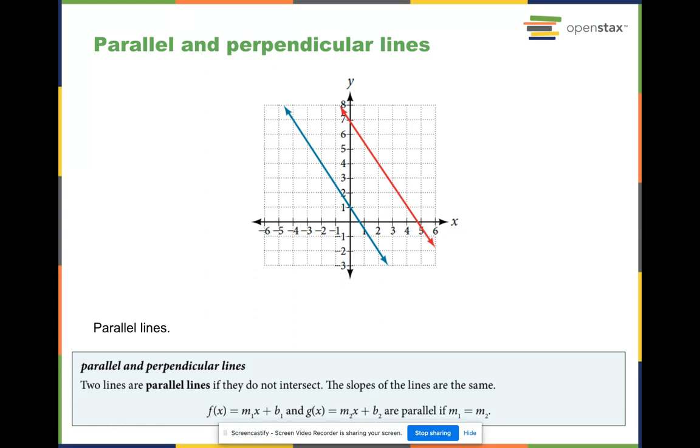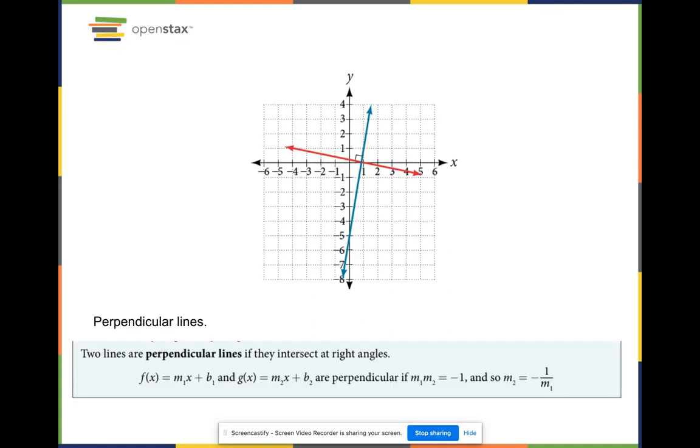All right, let's talk about parallel and perpendicular lines. So we can see a red and blue line there that are parallel. The definition is lines are parallel if they don't ever intersect. They'll go on forever and never intersect. And we can observe and probably also know that the slopes of parallel lines are the same, right? So we can see in the box at the bottom, two lines are parallel if they don't intersect, the slopes are the same, and if we have two equations, they're parallel if m1 equals m2.